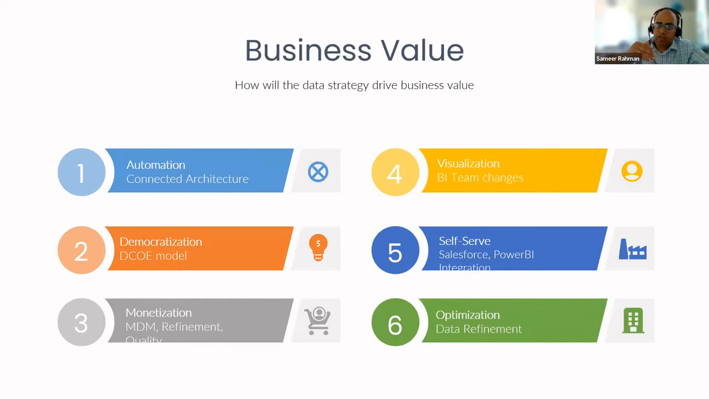And then I revert back to where we started. How will that help achieve the principles that we set out and the business value criteria that we set out? So for example, the connected architecture will help you automate. Again, picking out still, the integration of systems will help you self-serve. The refinement of data will help you optimize, and so on and so forth.